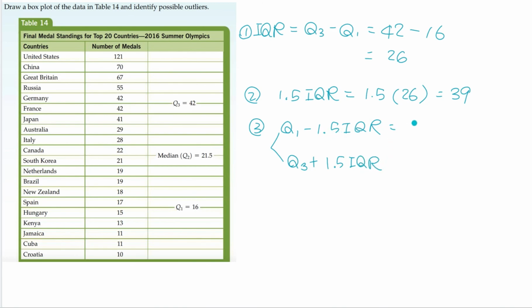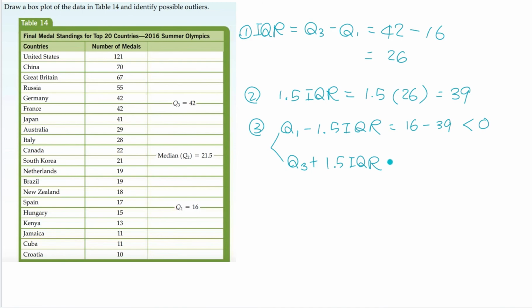Those values that fall into these categories are the outliers. So Q1 is 16. 16 minus 39, you don't even have to do this because it's already a negative number. The minimum is 10, so there's no outlier on the left hand side of the median.